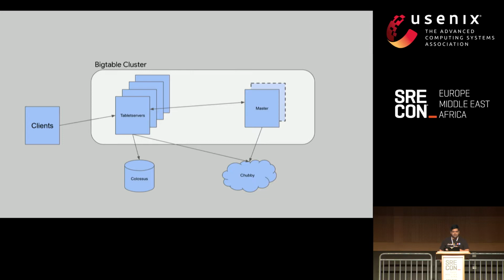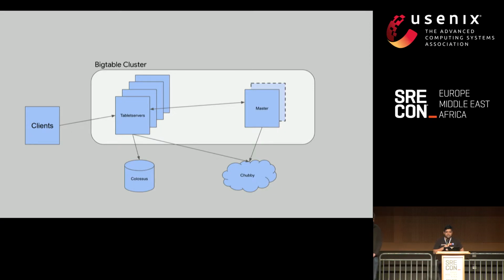Thanks. Clients only talk to the tablet servers. So all the data, all the reads, all the writes go through the tablet servers. Bigtable master is not directly in the serving path. It is only responsible for coordinating the work of the tablet servers. Which tablet server is holding what piece of data, checking if the tablet servers are healthy, checking if we need to load balance across the servers, and things like that.